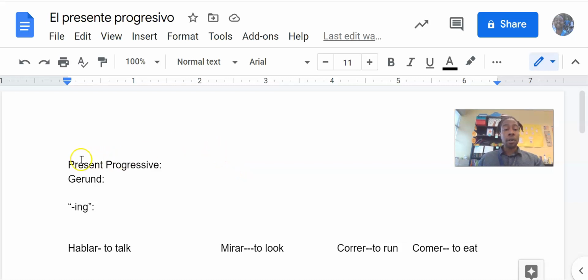Hoy quiero hablarte sobre el presente progresivo. I want to talk to you guys about the present progressive. And I just want to share a couple terms and give you an overview of what's going to happen before we go to the Growing Learning Spanish book and get a chance to practice some of this.